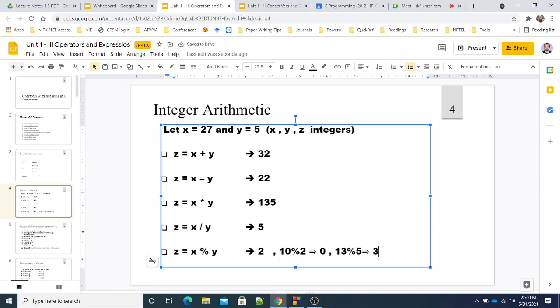Okay. So this operator is somewhat different from the other 4. Maybe not familiar to you. Maybe in mathematics also there is no such direct operator. Basically, it is an easier way of getting the remainder of a division. So this will give us the quotient only. Somehow we want the remainder also. We get it this way.